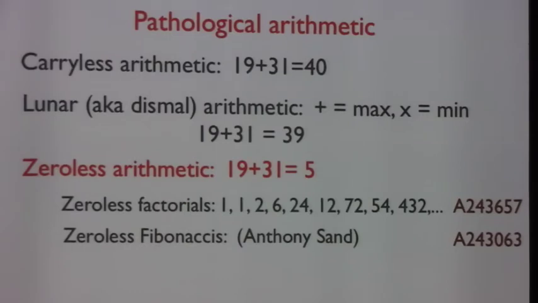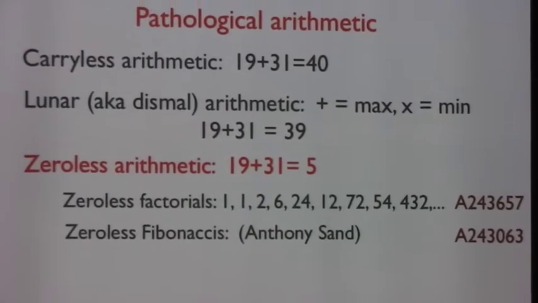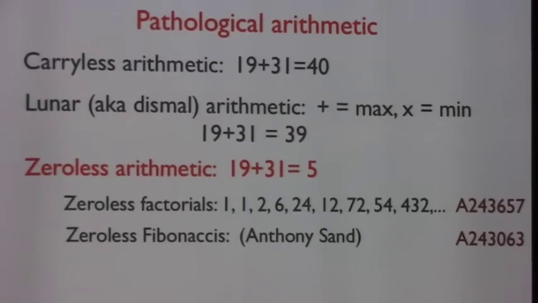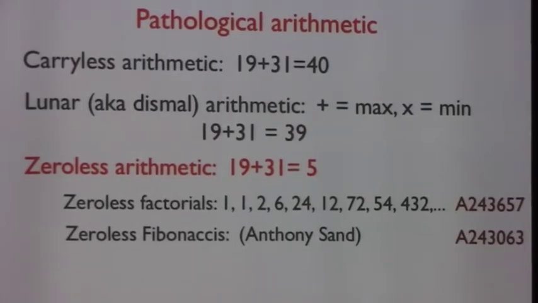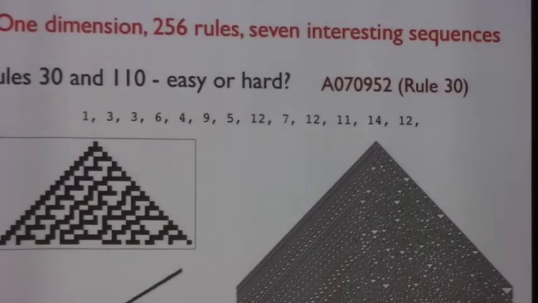Anyway, somebody sent in a sequence recently for what you might call zeroless arithmetic, where you carry out the normal operations and then you throw away any zeros. So zeroless factorials: instead of 120, you get 12. So it's really sick.